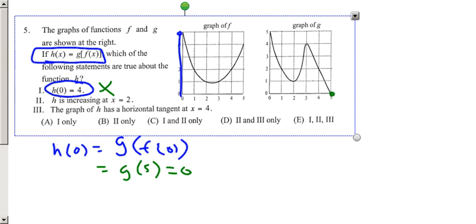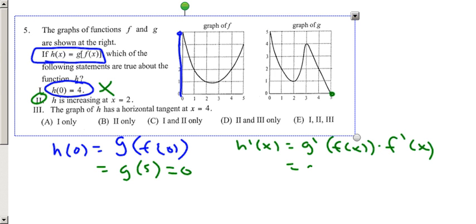All right, part 2 says h is increasing at x equals 2. So if we're dealing with something being increasing, we're thinking about its derivative. So we need to find the derivative. So h prime of x equals g prime of f of x times f prime of x. And we're looking at 2, so this is g prime of f of 2 times f prime of 2.